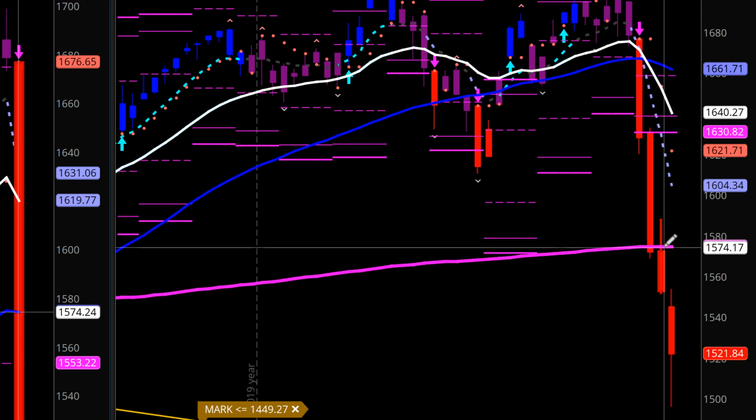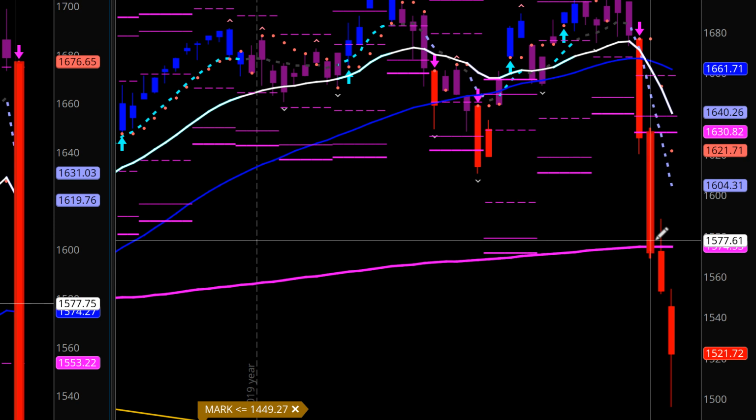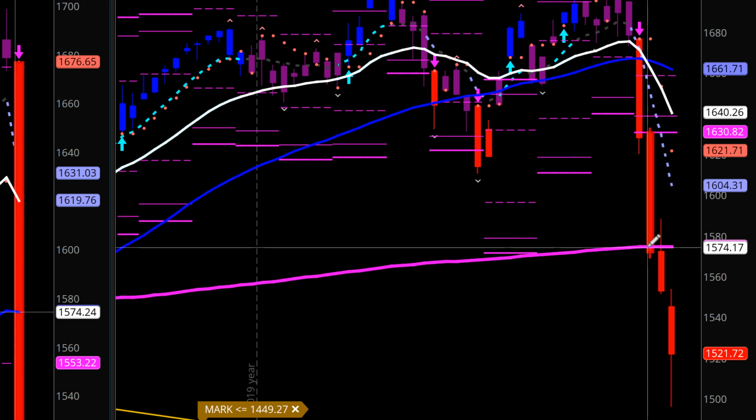People panic and they sell because they have to, not because they want to. They sell because they have to. And that means that they don't respect any of these key levels of support and resistance. So the technicals in many cases will break down, but that in and of itself is very telling.